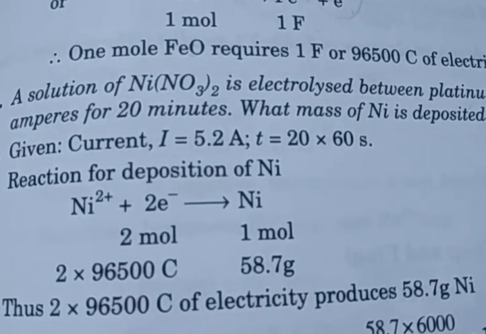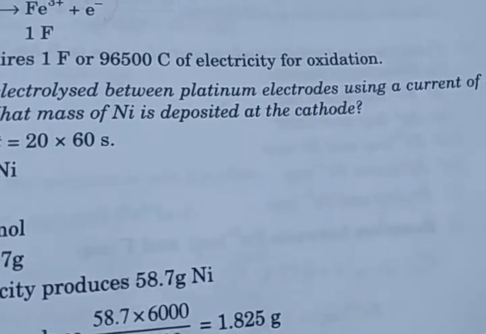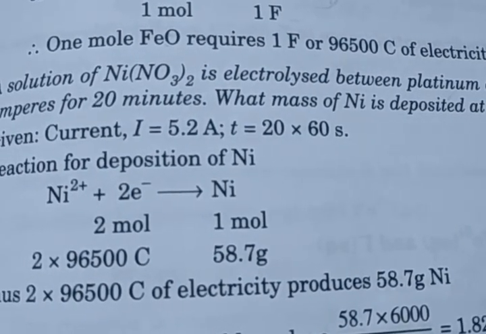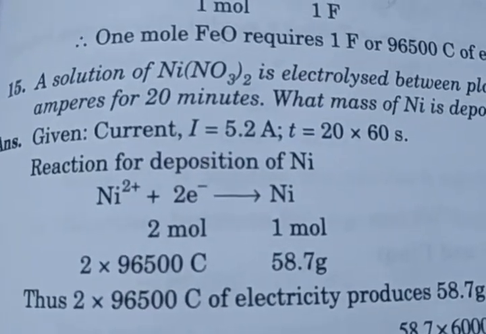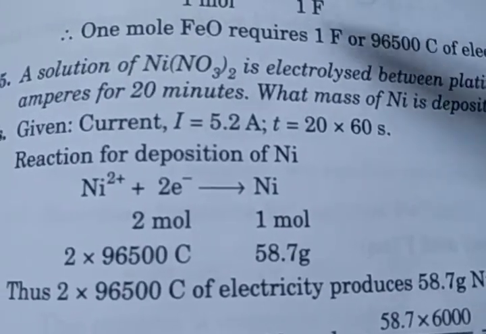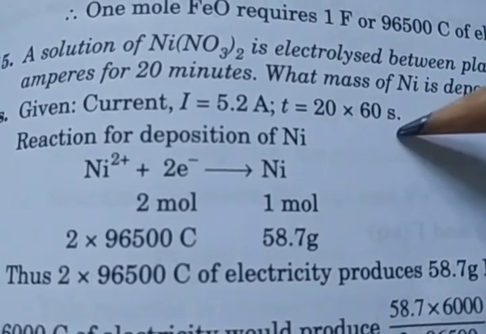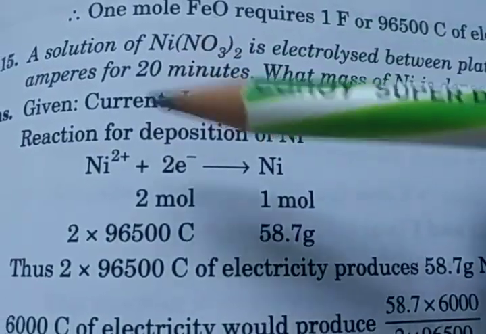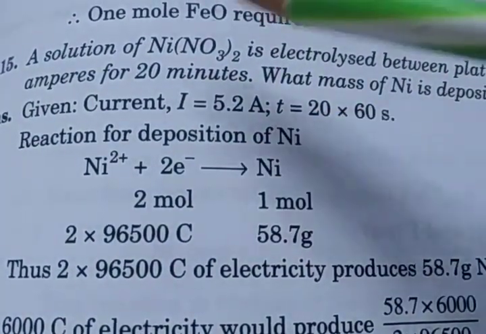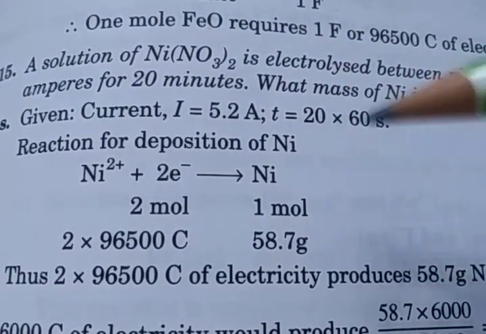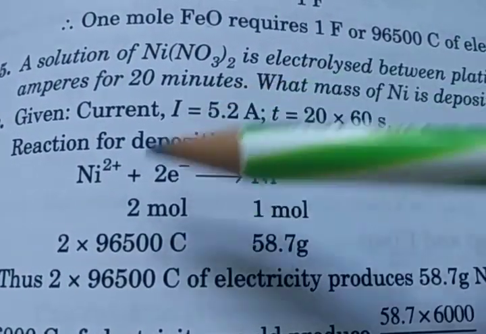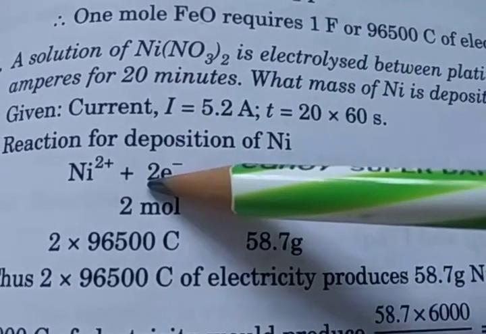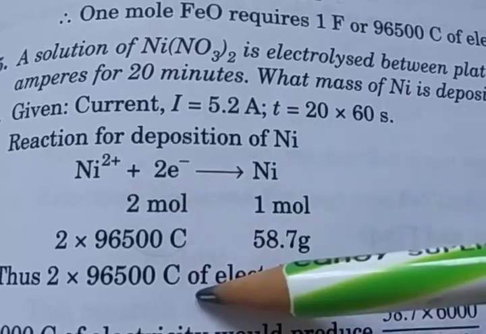Okay, so what is given? Current I is given, 5 ampere, and the time given is 20 minutes. So convert into seconds: 20 into 60. Then the reaction for deposition of nickel: Ni2+ gains 2 electrons and converts into nickel. So 2 electrons gained, 2 moles, that means 2 Faraday.